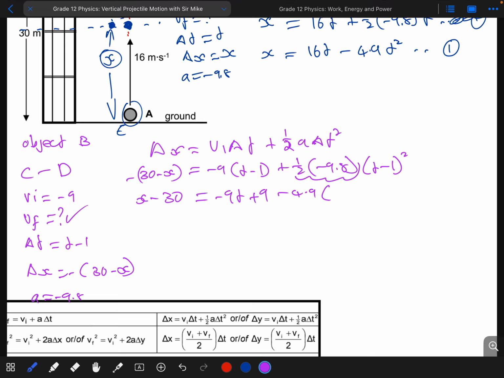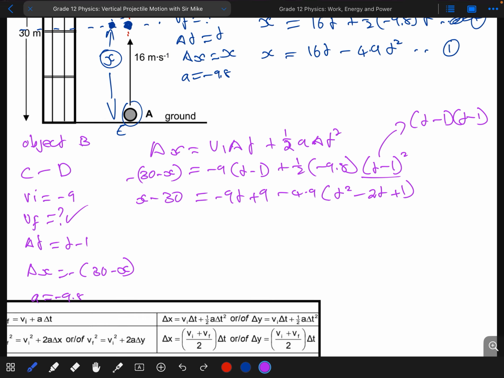This is only for that one, but you notice that I can actually open two brackets for this one, so it becomes t minus 1 times t minus 1. If you distribute that, you're simply going to have t squared minus 2t plus 1. Remember that we are still multiplying that by 4.9.